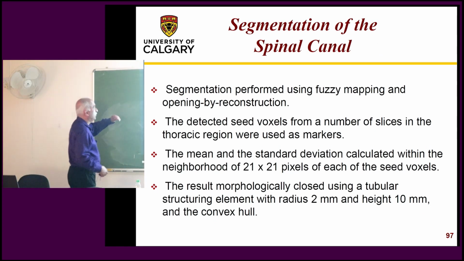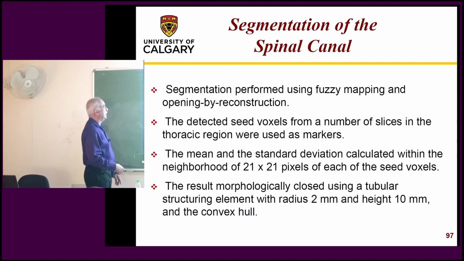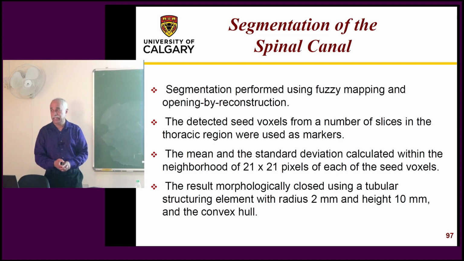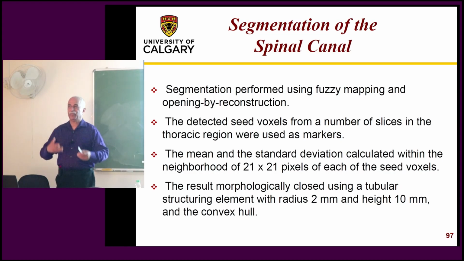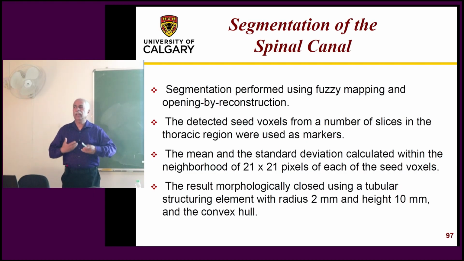So segmentation is performed using fuzzy mapping and opening by reconstruction. The detected seed boxes from a number of slices in the thoracic region were used as markers. You don't need all of them. You don't need them through the entire data set. If you can't find a suitable circle, reject it. As long as you get a few points, it's enough.